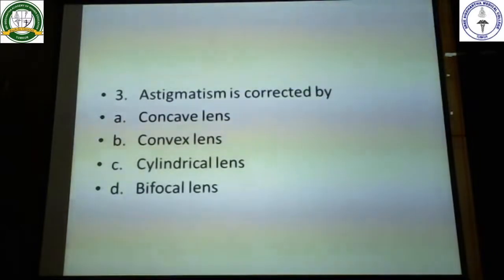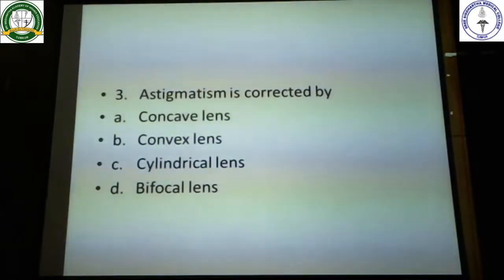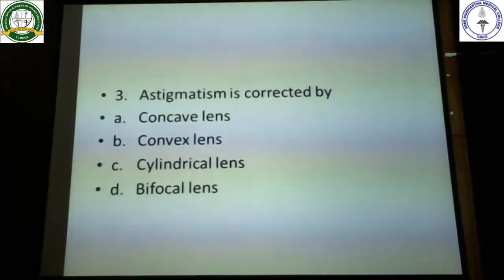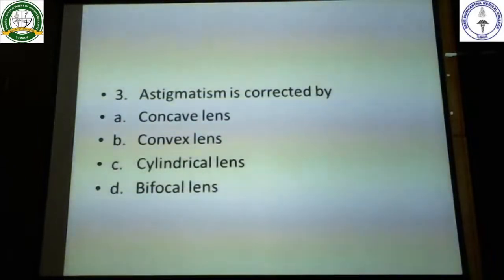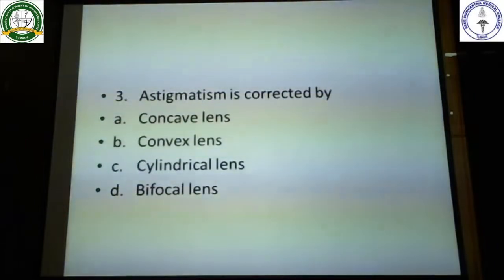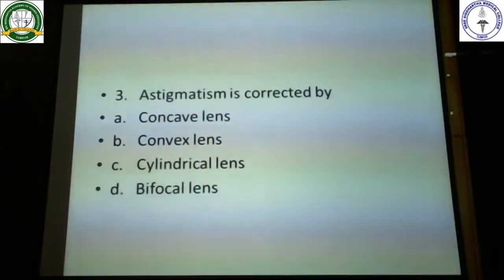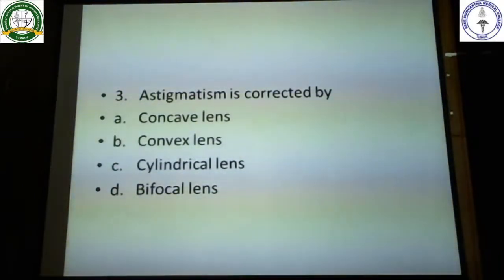Astigmatism. Hypermetropia, presbyopia, myopia, astigmatism, everything is a short note, and astigmatism is a fine marker. So you should write regular astigmatism, irregular astigmatism. By now you should know what astigmatism is, an irregular surface of the lens. How is it corrected? It is corrected by cylindrical lens, actually by a combination of spherical and cylindrical lens. So the answer is cylindrical lens.